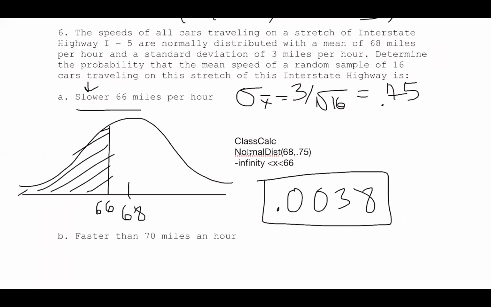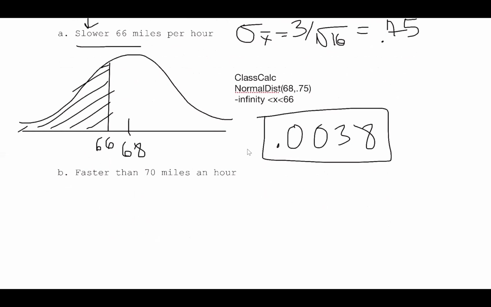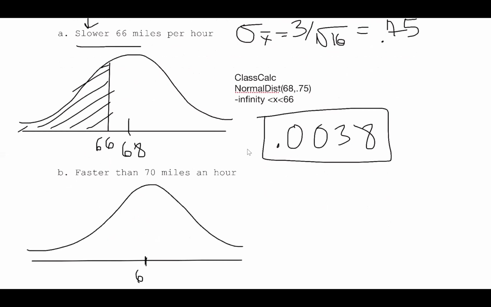All right, so if you look at part B, it says faster than 70 mph. So we're still dealing with the 16. The only thing that's changing is what we're trying to find the probability for. So we go 68, and if you look at 70, and for this one it says more than or faster than 70 mph, so that means you shade the right-hand side. So far that's our drawing.